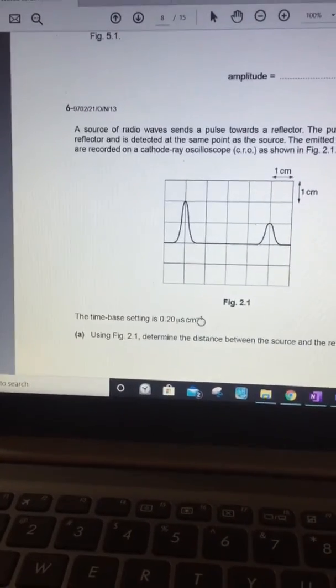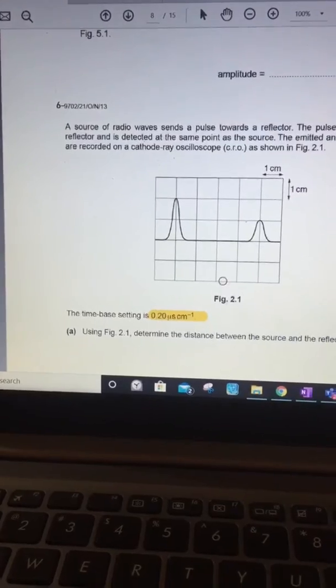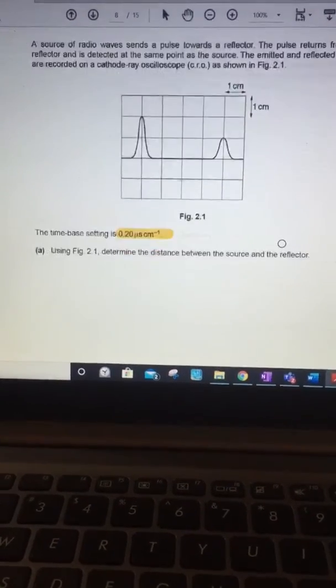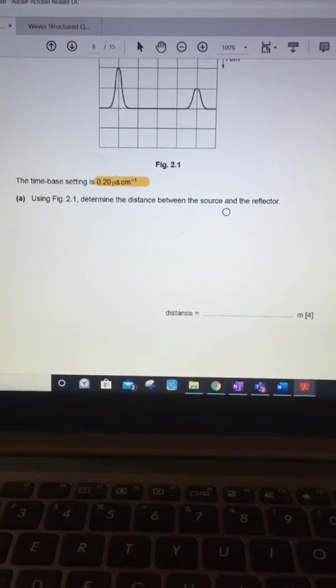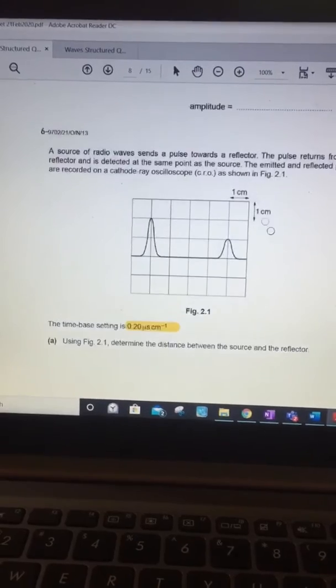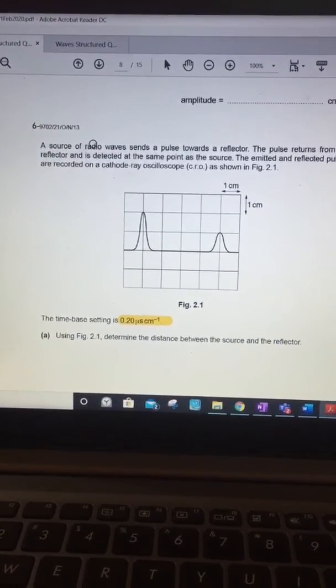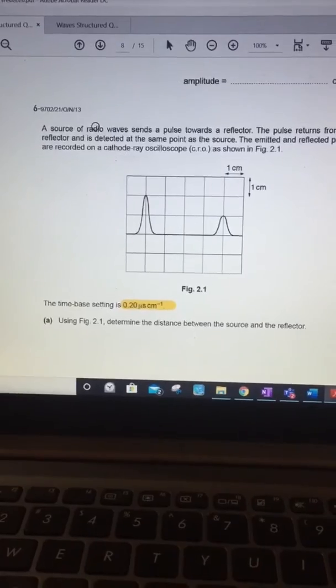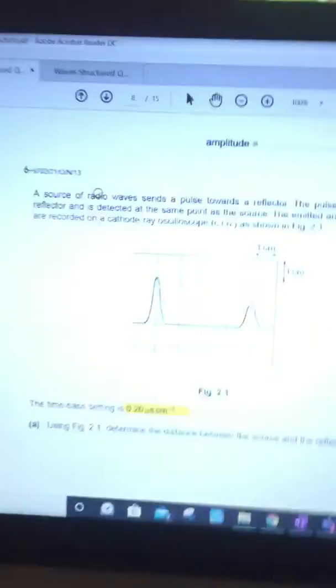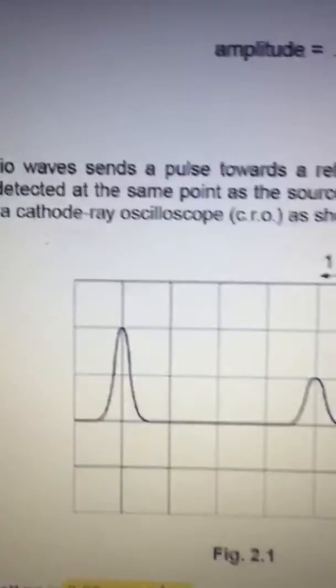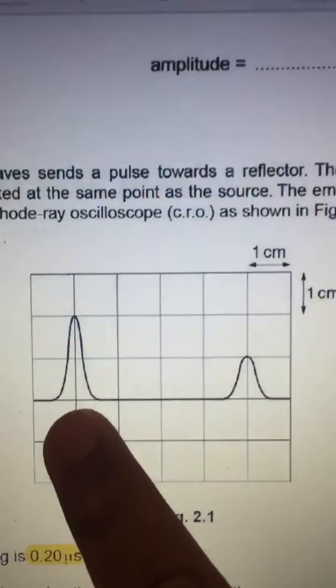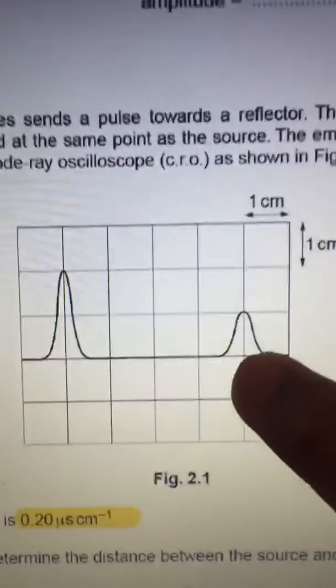The time-based setting is 0.2 microseconds per centimeter. Use figure 2.1 to determine the distance between the source and the reflector. If you want to find the distance, all these waves travel with constant speed, so distance is equal to the speed times the time. The time we can get from the CRO screen. If you look at the center of the first pulse and the reflected pulse detected, it is here.